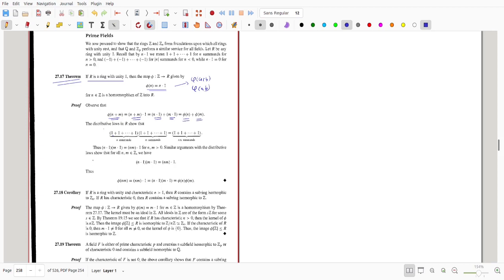So that is trivial. Next we have to prove that phi of nm is equal to phi of n into phi of m. Phi of nm is equal to nm times 1. Nm times 1 can be written as n times 1 into m times 1. That is phi of n into phi of m. So we can easily prove this Theorem 27.17. That is, phi of n is always a homomorphism.